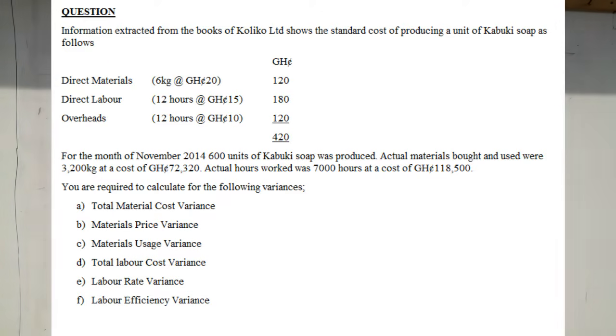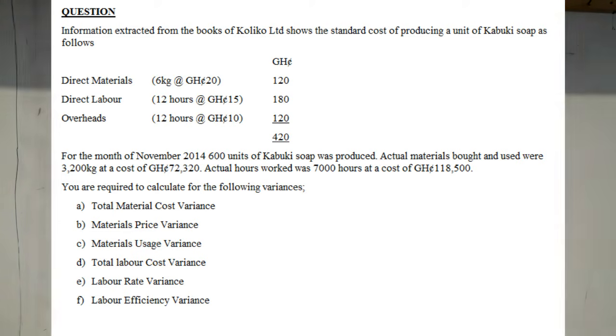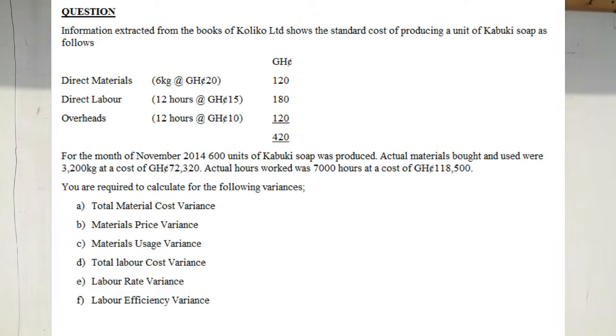Now let's continue reading. For the month of November 2014, 600 units of kabuki soap were produced. Actual material bought and used was 3,200 kilograms at a cost of 72,320 Ghana cedis. Actual hours worked was 7,000 hours at a cost of 118,500 cedis. You are required to calculate the following variances.